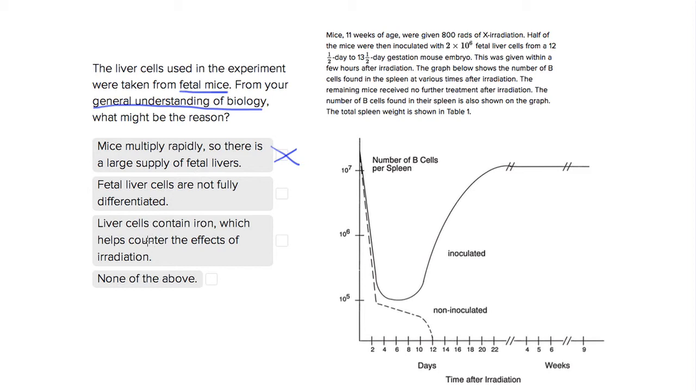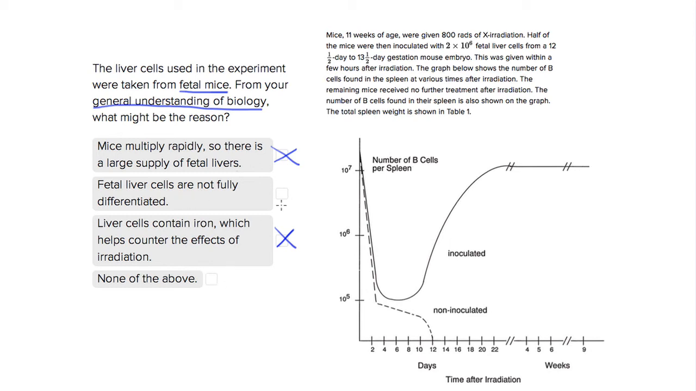Choice 3, liver cells contain iron, which helps counter the effects of irradiation. So we don't know about iron and the effects of irradiation. This is the first time that I've come across irradiation. It's probably not something that would be in a general understanding of biology. So that's no good.